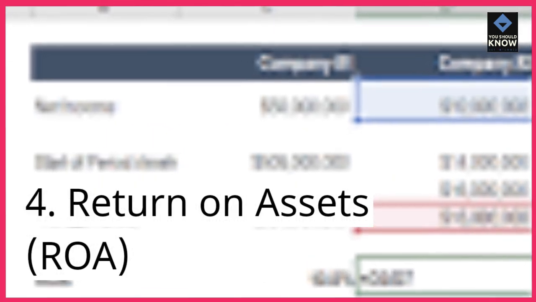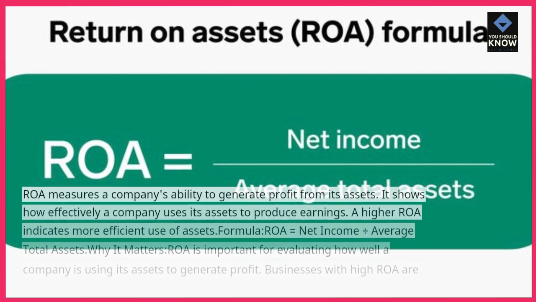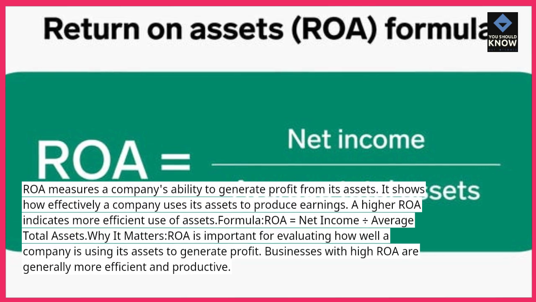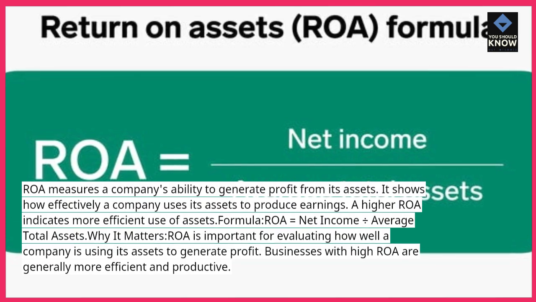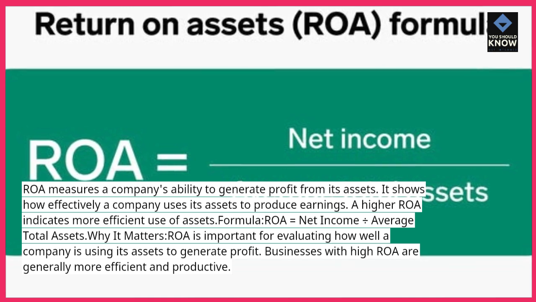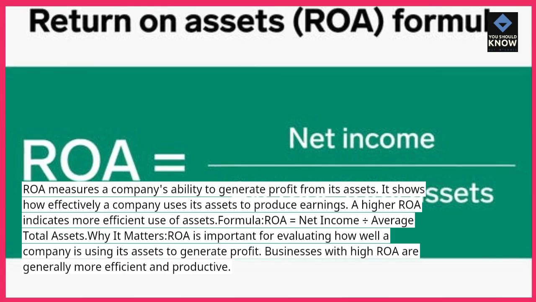4. Return on assets, ROA. ROA measures a company's ability to generate profit from its assets. It shows how effectively a company uses its assets to produce earnings. A higher ROA indicates more efficient use of assets. Formula: ROA equals net income divided by average total assets.